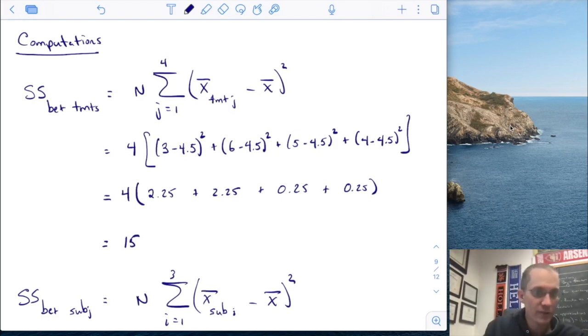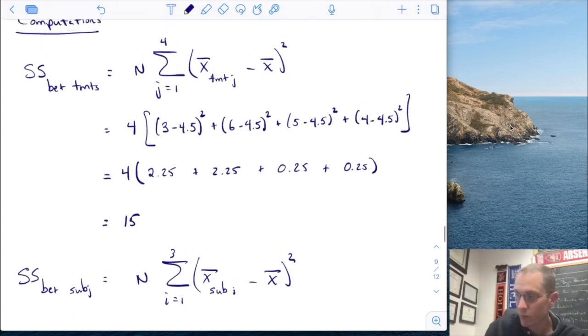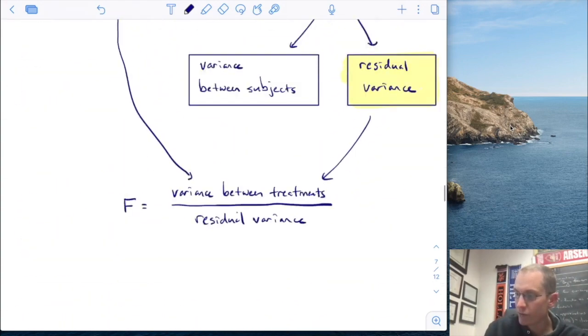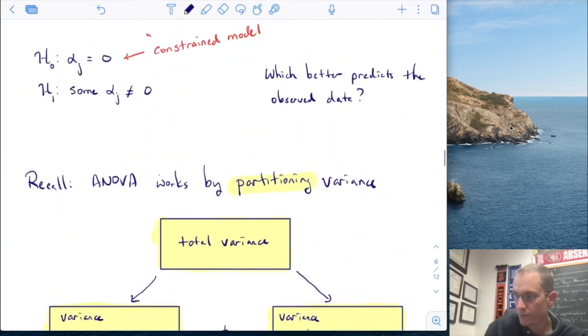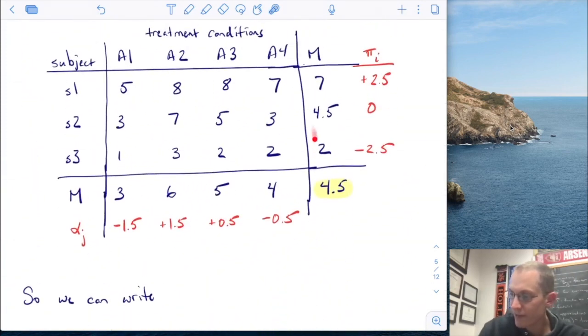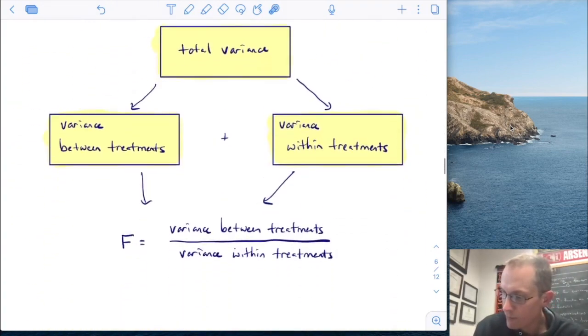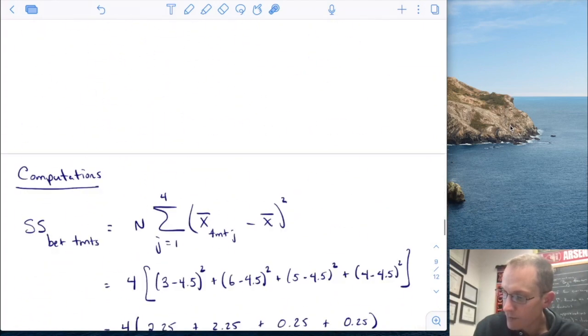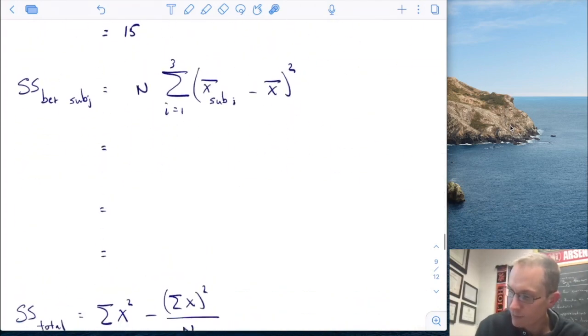Now you know how to do that. That's from last week. We also need to do the same thing with the subjects. So we need to go back to our data table and remember what the subject means were. Okay, so here they are. The subject means were 7, 4.5, and 2, respectively. So let's hold those in our memory and go back and work out the subject-level sum of squares.